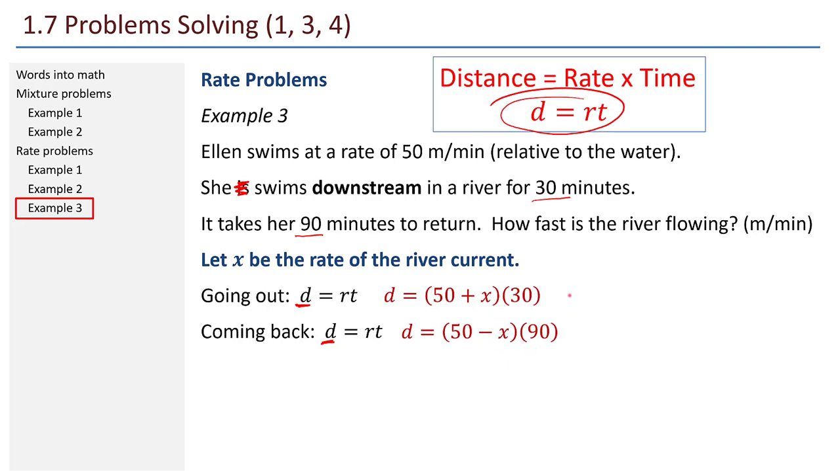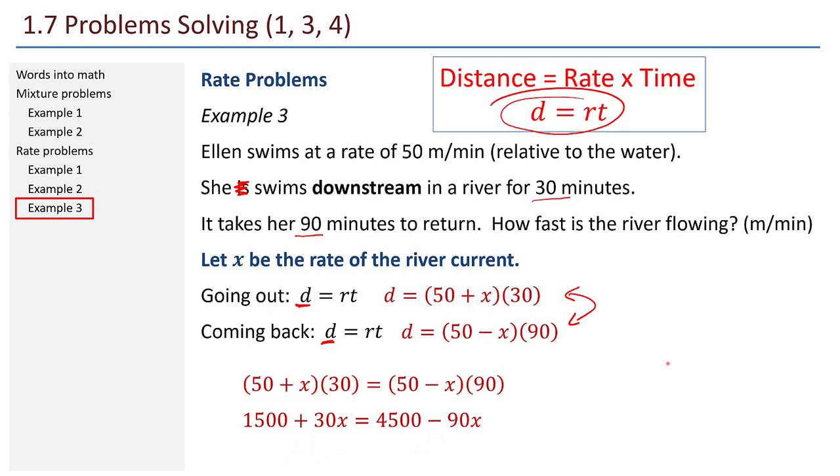So now, maybe we can set those two equal to each other. After all, they do represent the same distance. 50 plus x times 30 equals 50 minus x times 90. Let's distribute. I end up with 1500 plus 30x equals 4500 minus 90x. If I put all the x's on the left and all the numbers on the right, I end up with 120x equals 3000. And now divide by 120, and x equals 25.